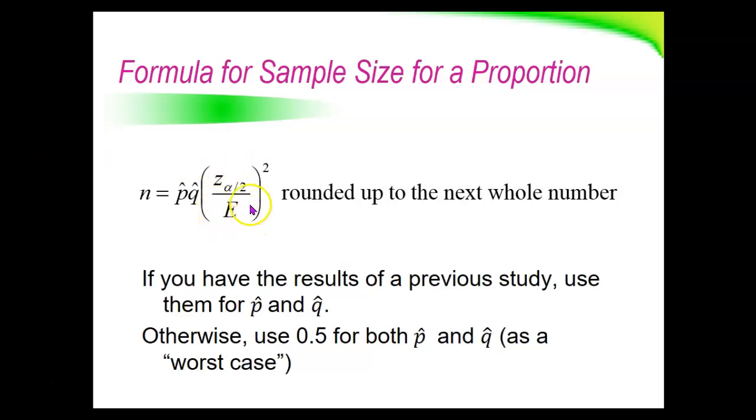And remember the number you put in for E. Sometimes it's expressed in percentage form, like we want to know to within 5%. But when you put it into the formula, make sure you put it in as a decimal, like 0.05 or whatever.